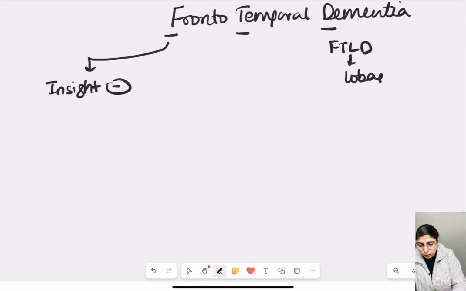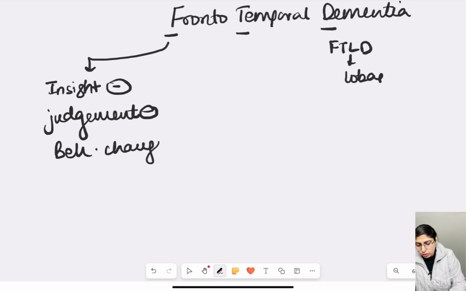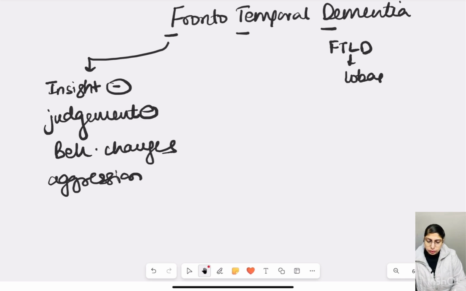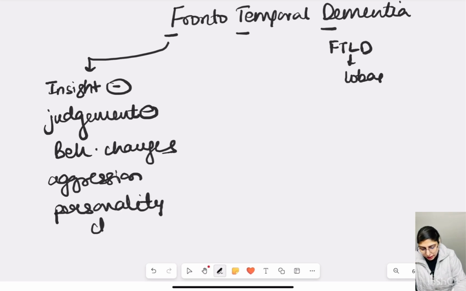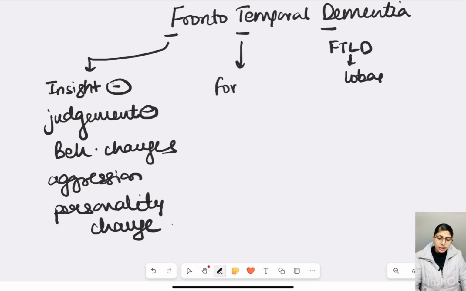When the frontal lobe gets involved, insight goes, judgment goes, there are behavioral changes, lots and lots of those. There is aggression. Right. And then there's a personality change. कि पहले तो बहुत शांत रहते थे, अभी बहुत गुस्से में रहते हैं. So there is a personality change.